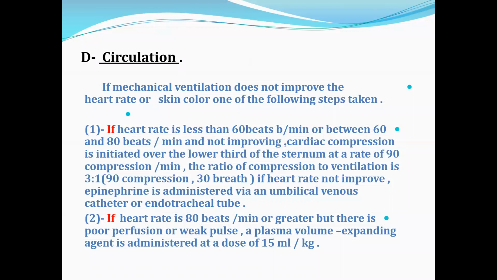is less than compression. If the heart rate does not improve, epinephrine is administered via the umbilical venous catheter or endotracheal tube. The umbilical catheter can be used if an IV line is difficult to obtain. If the heart rate is 80 and above, there is a poor ventilation perfusion or weak pulse. A plasma volume expanding agent is administered at a dose of 15 ml per kg.